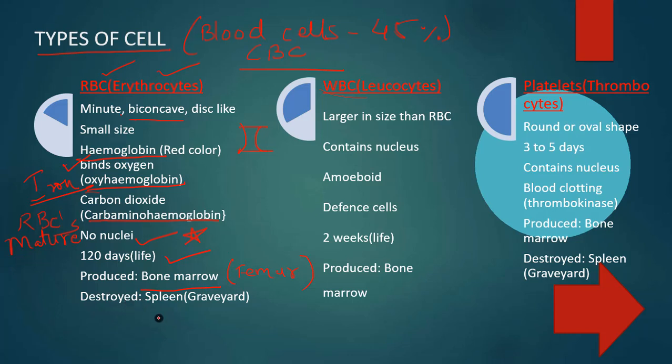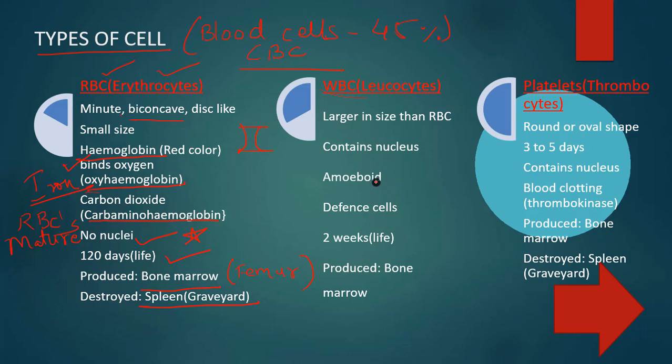Dead bodies cannot remain in our environment. We either bury them or we burn them. In the same way, the dead RBCs are destroyed in a special organ in our body which is called the spleen. It is also called the graveyard. Graveyard is basically where something is destroyed. So that's all about RBCs. You have to remember function, structure, lifespan and production. Next we go to WBCs.